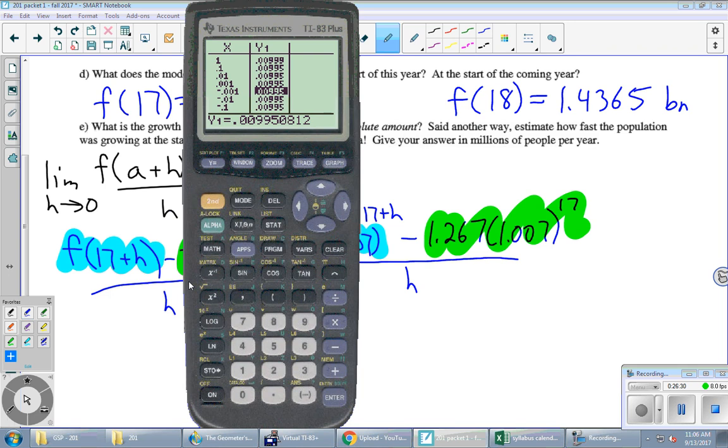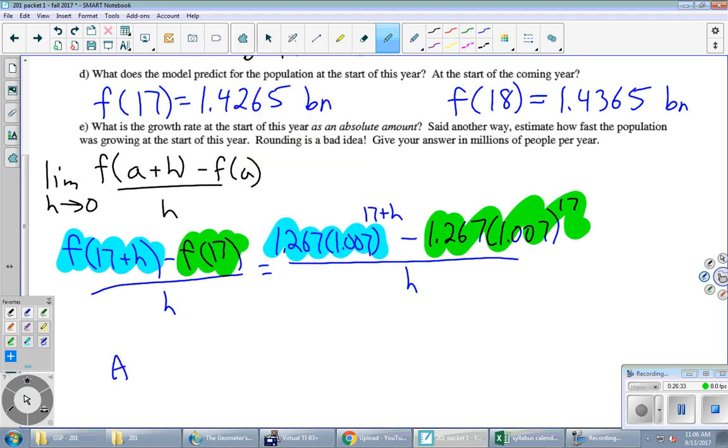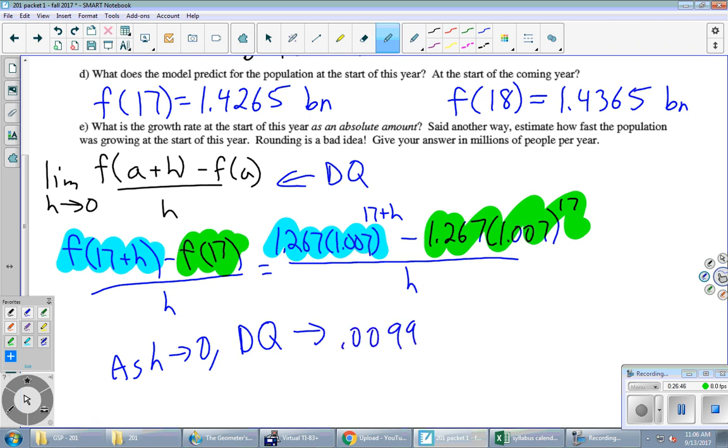Okay, so as h goes to 0, our, I'm going to call it DQ, that was difference quotient, which is this thing, difference quotient approaches somebody 0.0099. Okay, and then we'll get some units here. It's not just billions of people. This is a growth rate, billions of people per year.